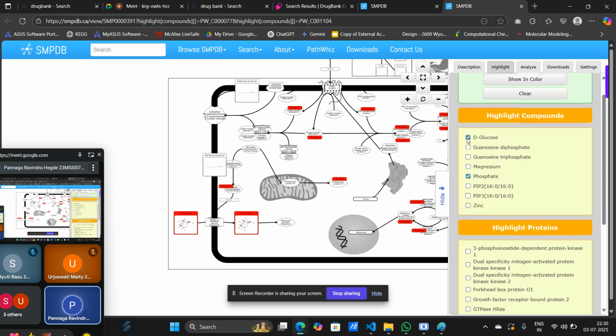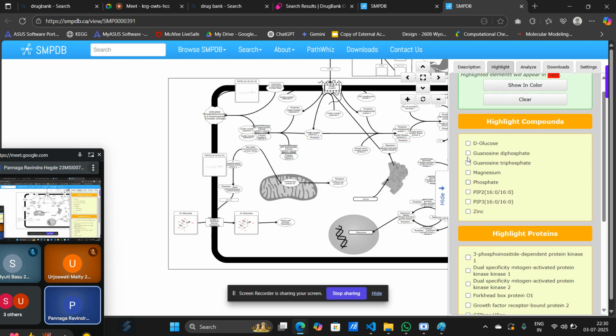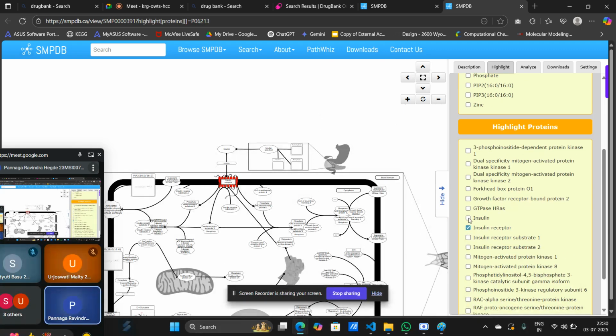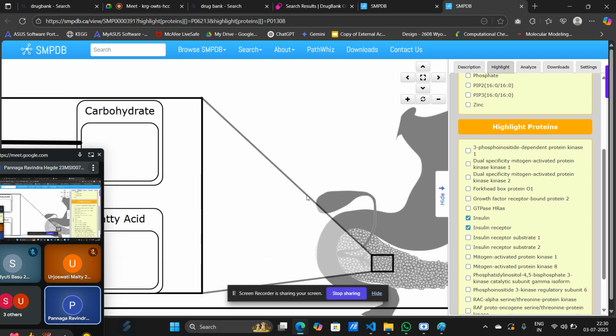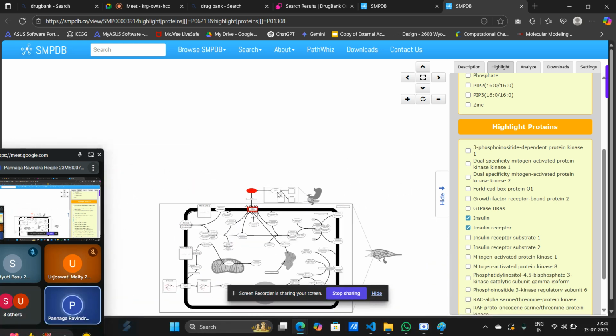For example, if I just unselect all these compounds, I can just select insulin receptor and insulin. You can see in the whole flowchart, there is just one insulin receptor for a cell, and then only one insulin has been visualized in the flowchart. Are you guys able to understand what's happening?